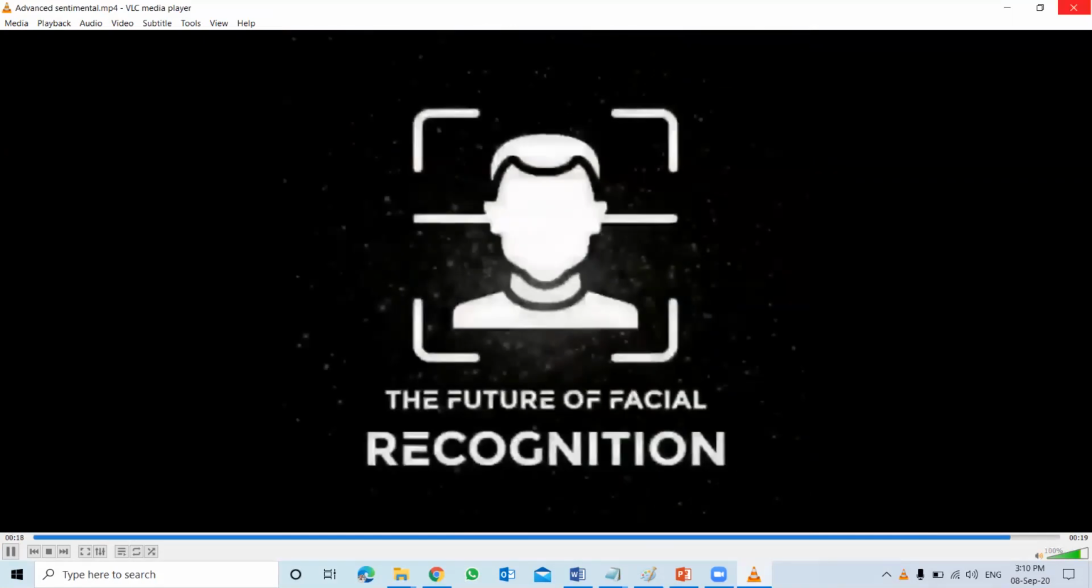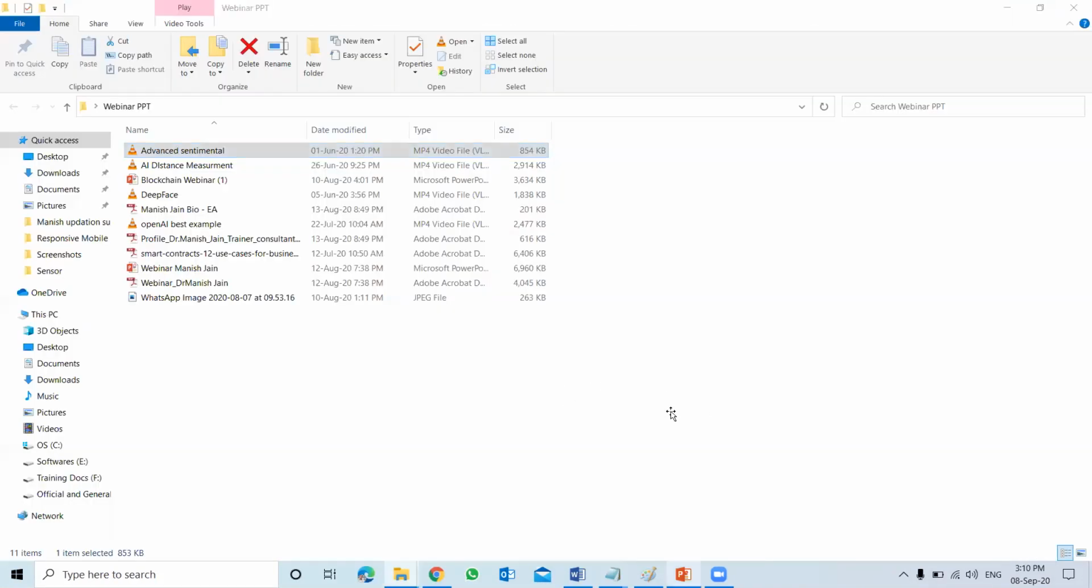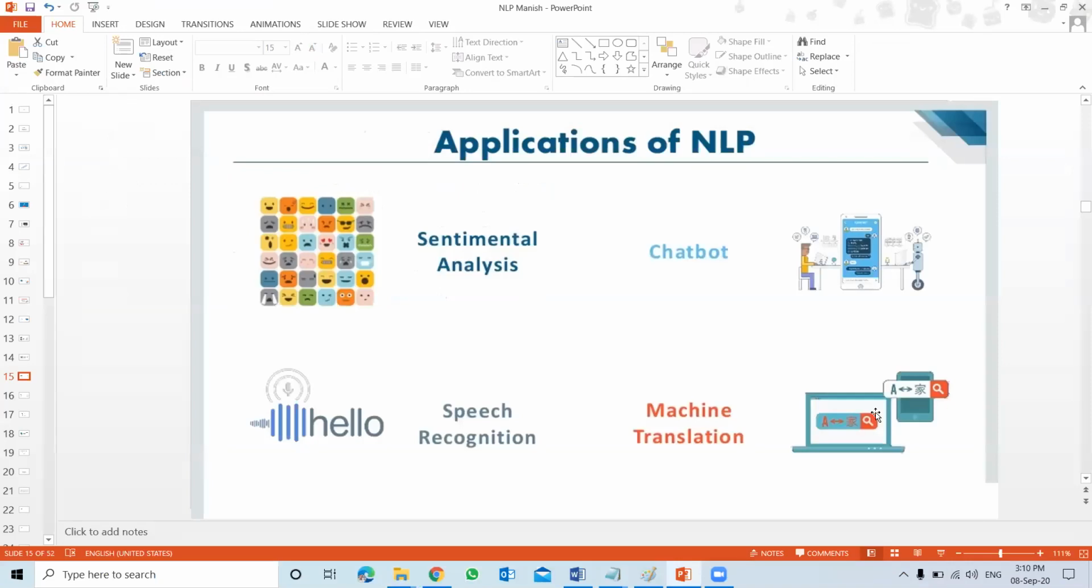So guys, now here we can analyze how many times the person is happy or unhappy, how many times he is neutral, or we can go with speech recognition or these techniques. We do the same thing for machine translation as well. These are a few examples of NLP.